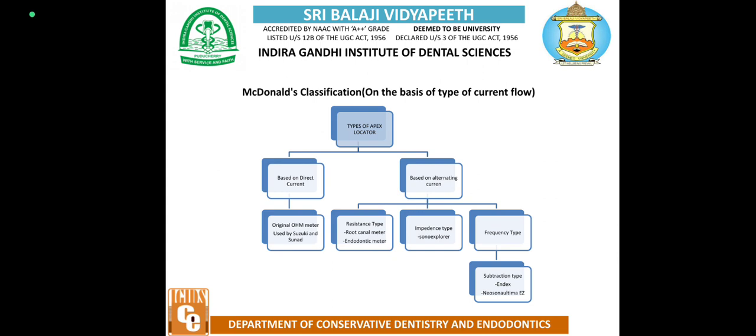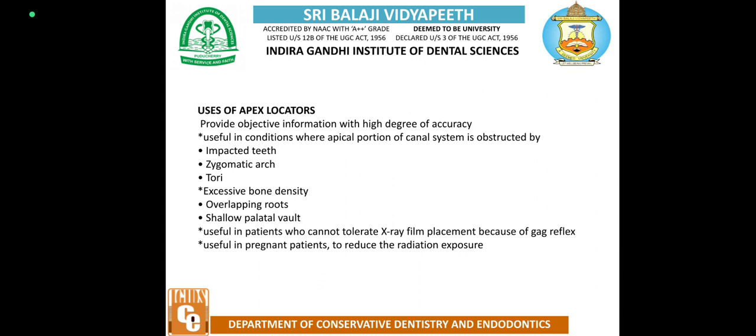McDonald's classification on the basis of type of current flow. Types of apex locators are classified as based on direct current and based on alternating current. Based on direct current, the original ohm meter used by Suzuki and Sunada. Based on alternating current, there are three types: resistance type, Root Canal Meter, Endodontic Meter; impedance type, which is Sono Explorer; and frequencies type, in which subtraction type, Index, Neo Sono Ni, Bingo, EZ.